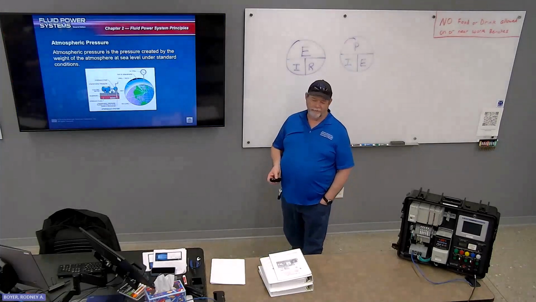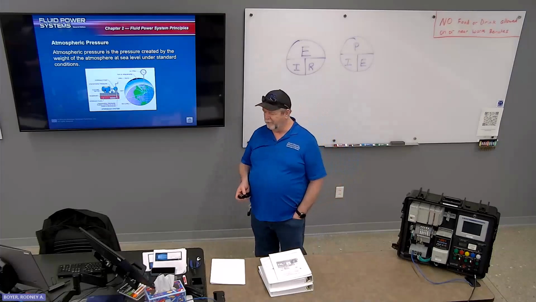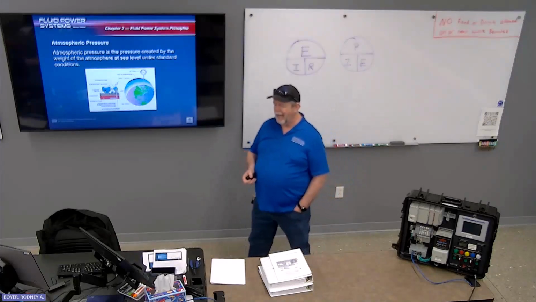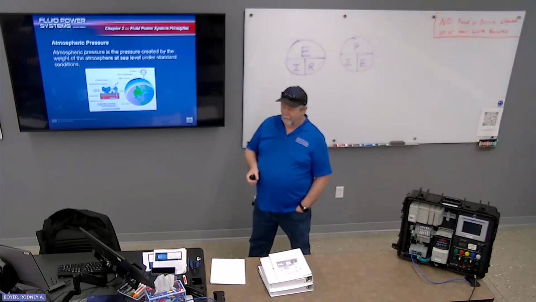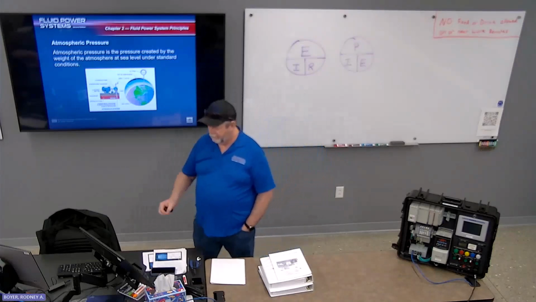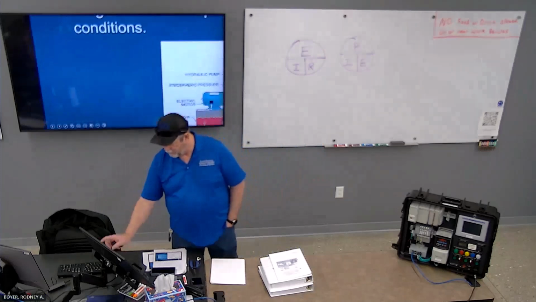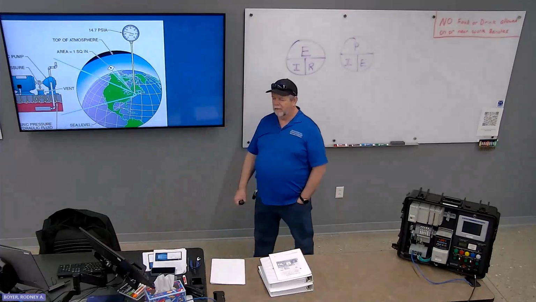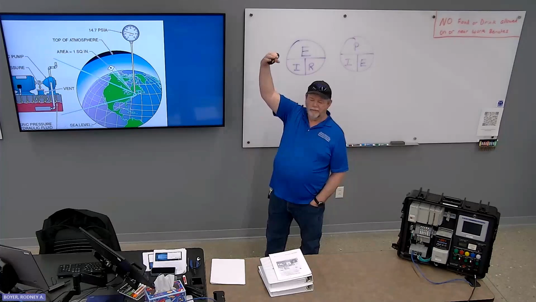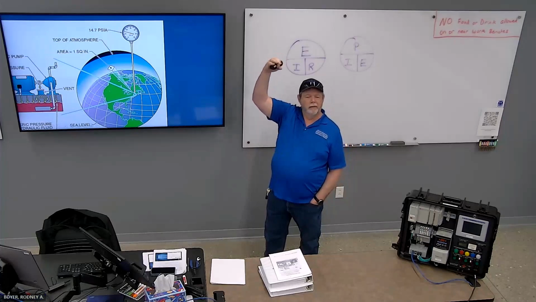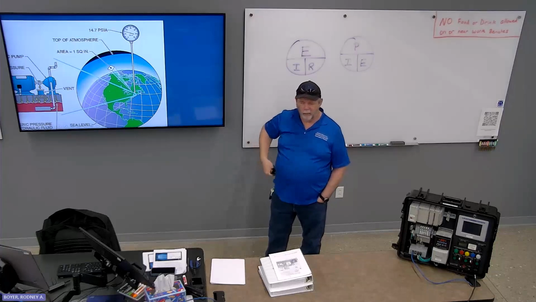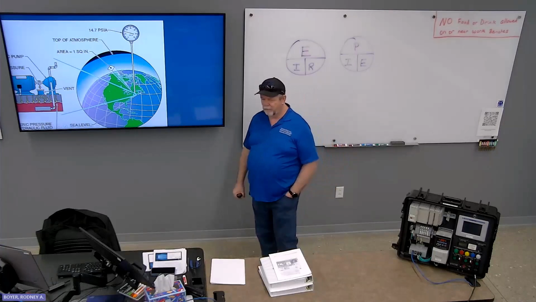Atmospheric pressure. Here's what Will was talking about earlier. Atmospheric pressure is the pressure created by the weight of the atmosphere at sea level under standard conditions. So at sea level, you've got enough atmosphere above you for every 1 square inch of area, 14.7 pounds acting on it.